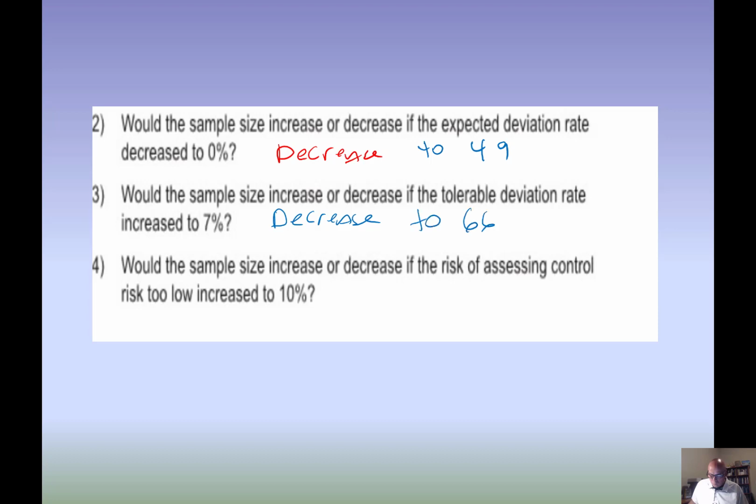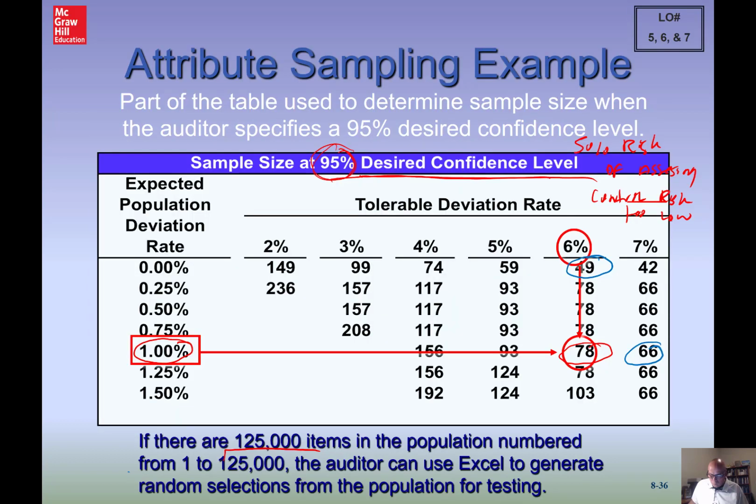Okay, good. And then would the sample size increase or decrease if the risk of assessing control risk too low increased to 10%? Now, hang on, be careful. I can't rush over to the table to answer that, because that's a completely different table. We're over here at the 5% table, the 95% confidence level, 5% risk of assessing control risk too low.